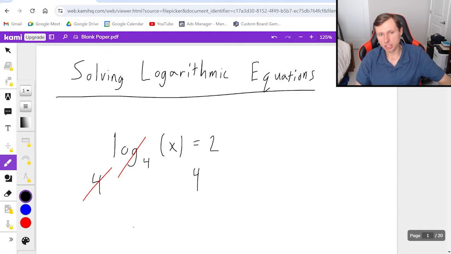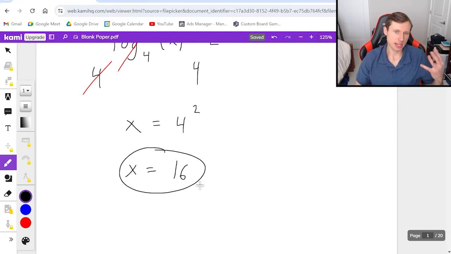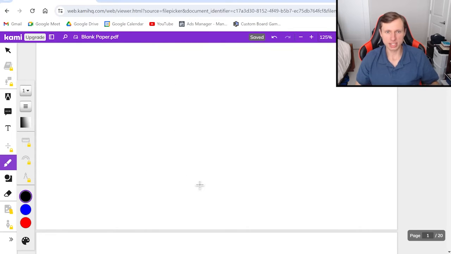So that leaves me with just x on the left side, and on the right side, I have 4 to the 2 power, which is not a mystery. I know that's going to be 4 squared, which is 16. So the answer is 16, and that's how we're going to solve any logarithmic equation. So let's do a few more examples now.